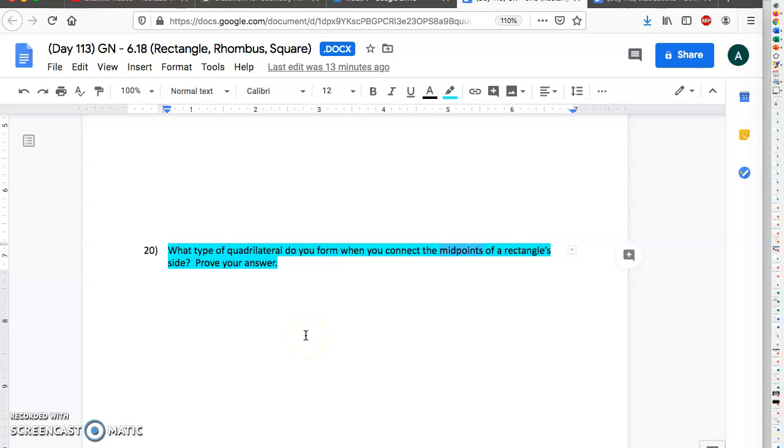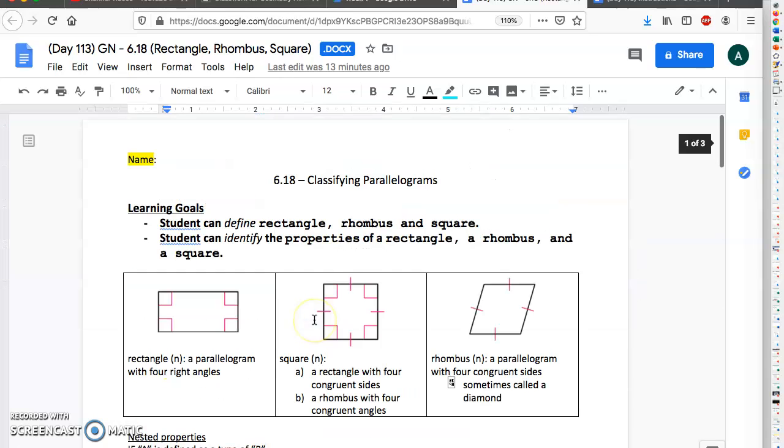Okay. So once you've answered these questions, submit your answers by taking a picture of whatever you wrote down. Plus, if you wrote anything on this piece of paper, submit this as well.